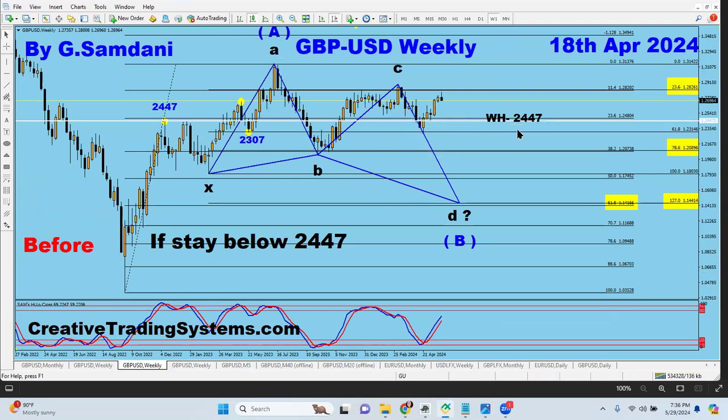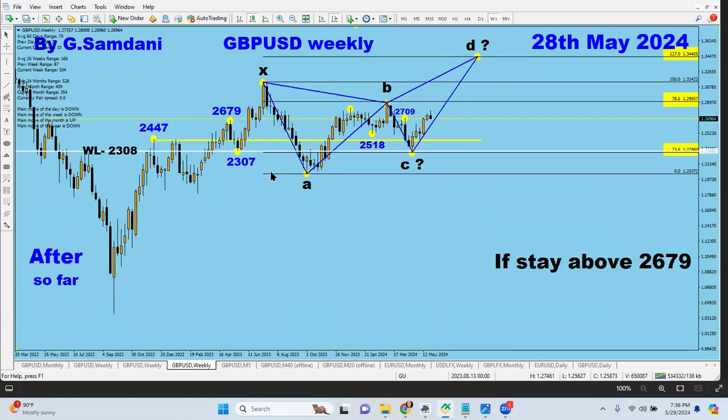If it would come below 24.47 and then go to the downside, it will go in this direction, and this is the expected pattern. Or if it would stay above 24.47, it will go to the upside in this fashion. So it started to go to the upside. But what benefit can it give me? Let me just show you that.